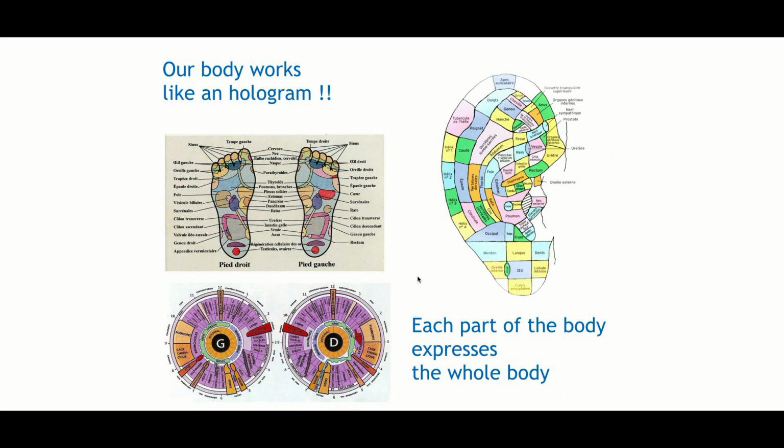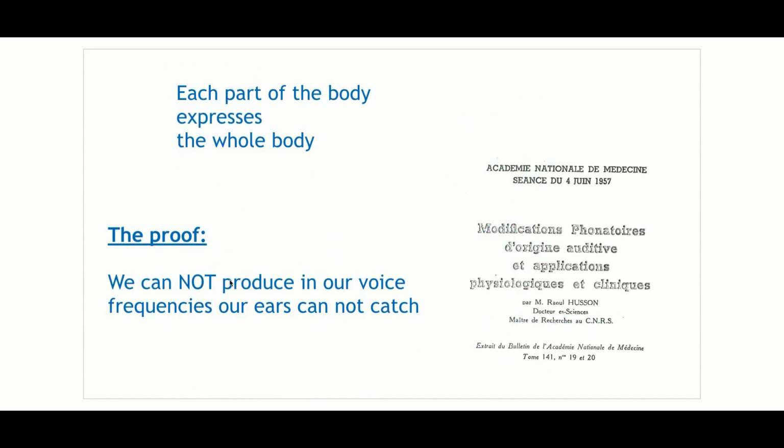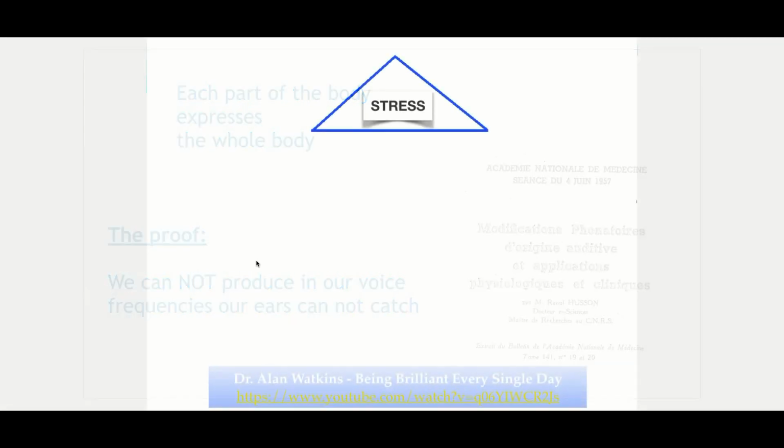Yeah, let's go on. Okay. So the body is working like a hologram, and the proof that the body is working like a hologram, and everything is linked to everything in the body, is that it has been proved that if there are frequencies that your ear cannot get, you cannot reproduce them with your voice. So if there are problems in your ears that don't allow you to catch some frequencies, it's impossible for you to produce them in your voice. This has been proved a long time ago, in 1957. But it's related to the work of Tomatis. If you want, we can talk a little bit tonight or during the dinner.